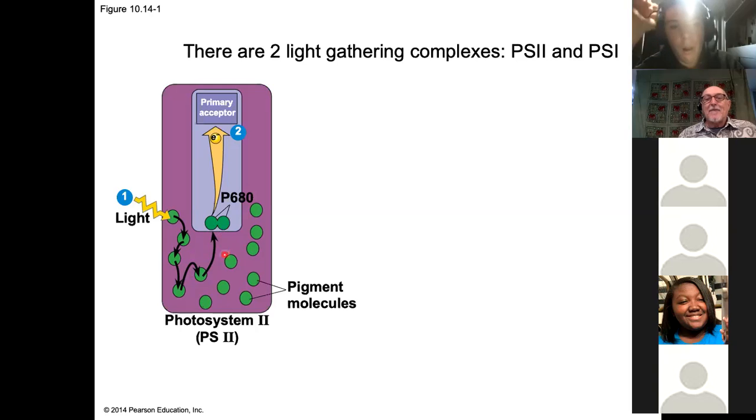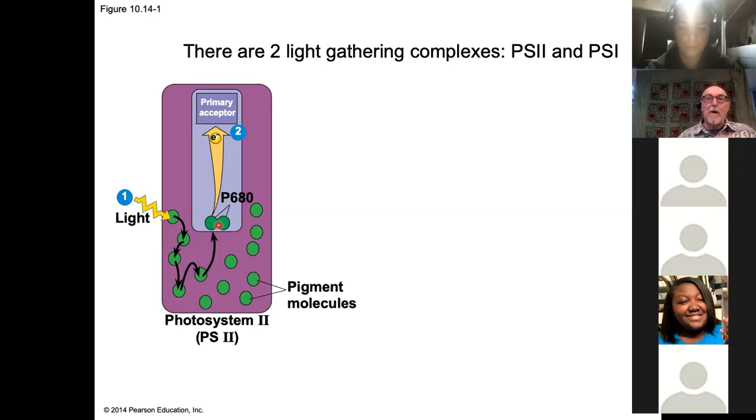They do it in a complicated way. It's called quantum harmonics. I'll just explain it like this. You can picture it like, here's a pigment molecule. Light shines on it. It begins humming with energy. That humming causes these all to start humming. And ultimately, the hum is handed over to this molecule. So we've got lots of pigment molecules all gathering light, all contributing energy to this master chlorophyll molecule here.